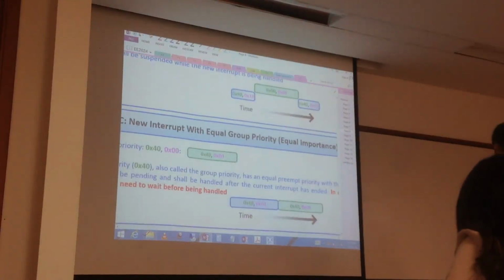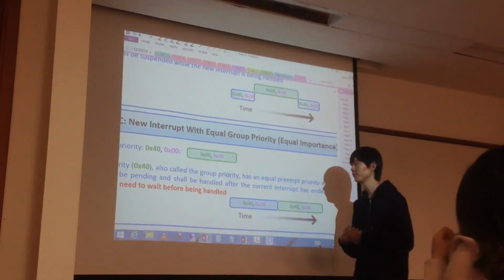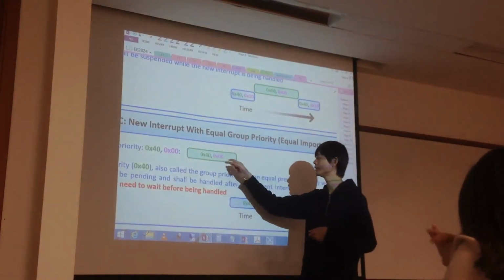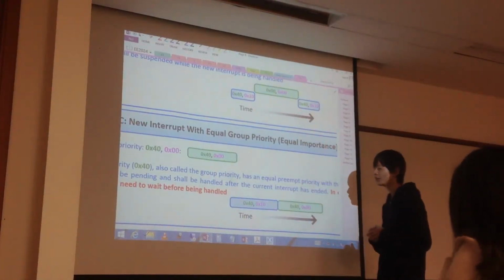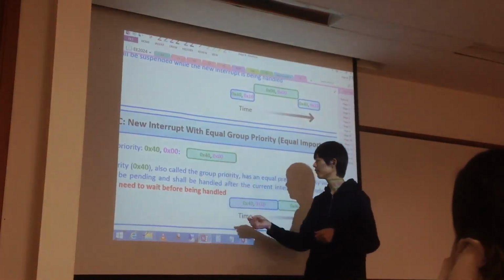How about one with equal priority? So currently I'm doing 40, 10, but a new one with 40, 0 comes in. What will happen here? Well, it compares 40 and 40.